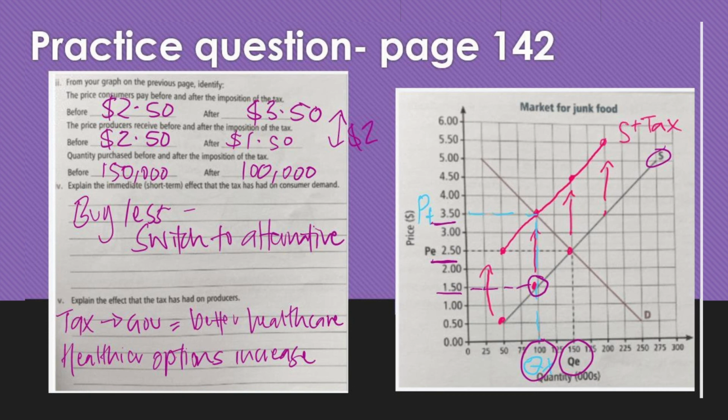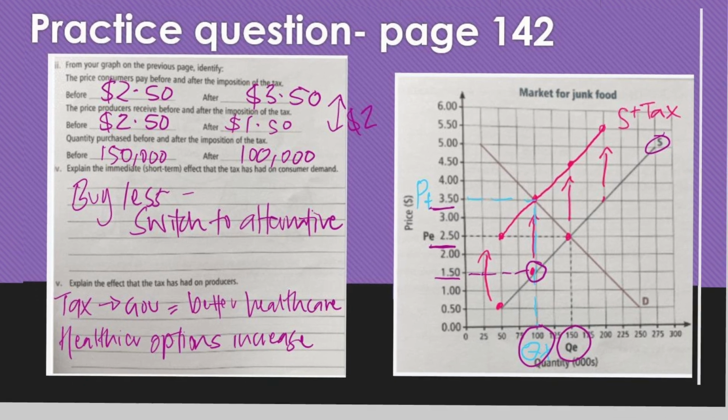And then the last question, explain the effect that the tax has on producers. So there's more tax going to the government. The government could then use that extra income for better healthcare. And producers that create healthier products, their production could increase, or the producers might shift to a healthier option. So in this case it's junk food. They might shift their production to wraps, salad wraps for example. That could be a flow-on effect.